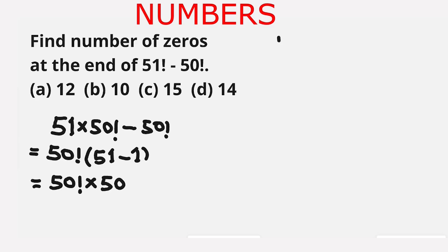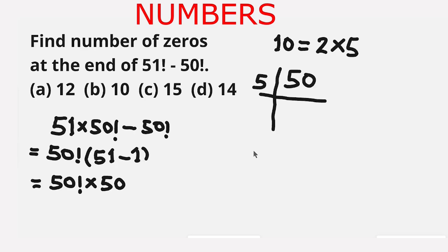Now 10 is not a prime number, so 10 is equal to 2 multiplied by 5, and we have to find the power of 10 in the given question to find the number of zeros at the end of the number. As 2 is less than 5, the exponential power of 2 in 50 factorial will be more than the power of 5 in 50 factorial. So we will find only the power of 5 in 50 factorial, and that will be the power of 10 in 50 factorial. So we divide 50 successively by 5.